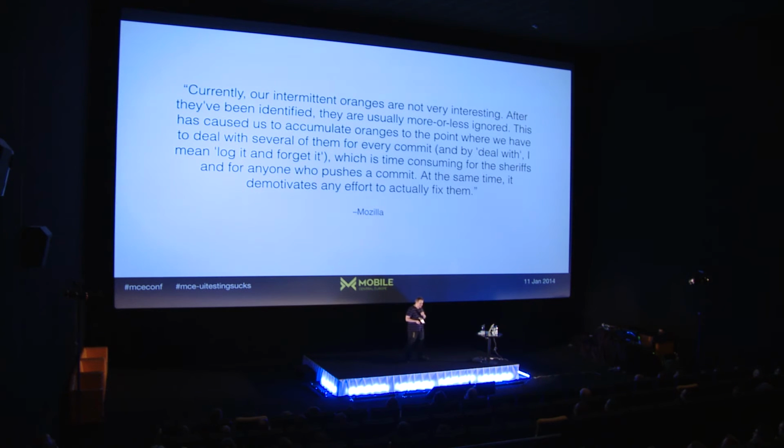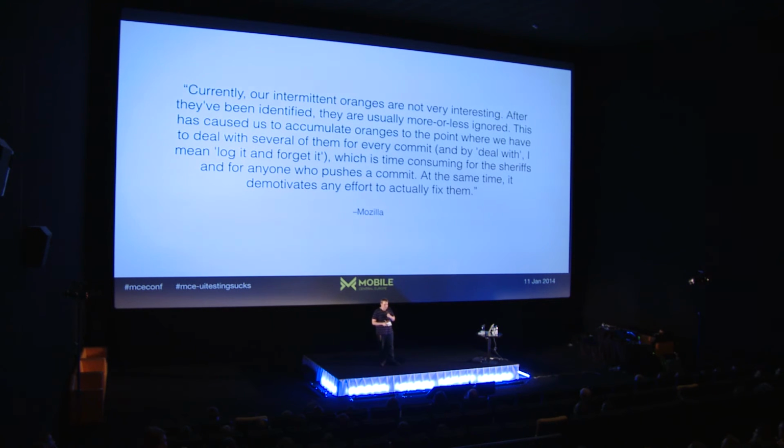So this is from Mozilla. They say currently our intermittent oranges, which are what they call tests that sometimes pass and sometimes fail, are not very interesting. After they've been identified, they're usually more or less ignored. This has caused us to accumulate oranges to the point that we have to deal with several of them for every commit. And by deal with, I mean log in and forget it, which is time consuming for the sheriffs and for anyone who pushes a commit. At the same time, it demotivates any effort to actually fix them.